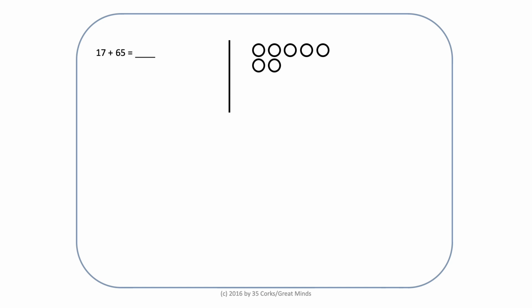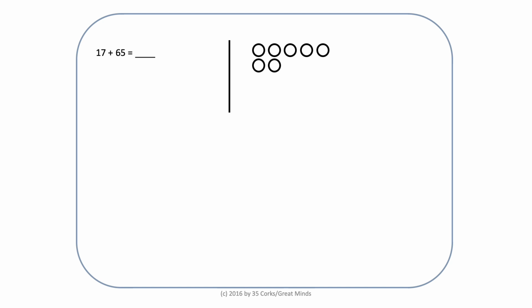It should look like this. I have one 10 and my 7 ones, making sure that you're putting your ones into 5 groups. Look at how my circles are all lined up nice and neat to show my 5 groups. I didn't draw circles all over. I drew them in 5 groups.